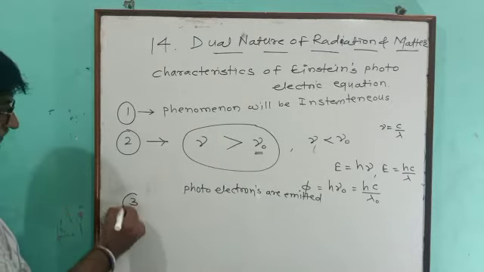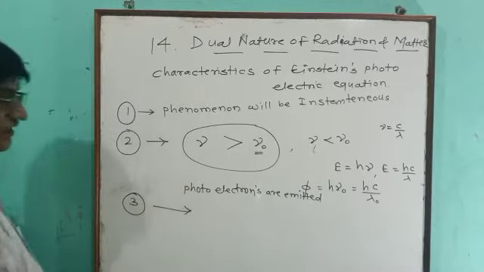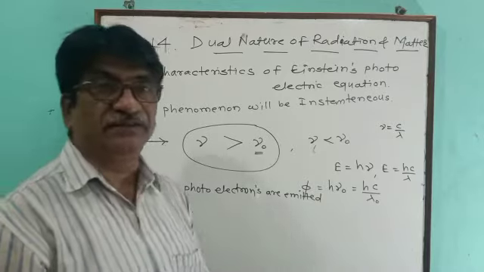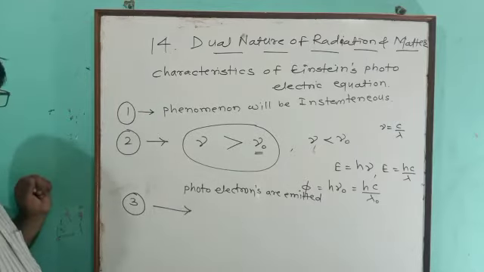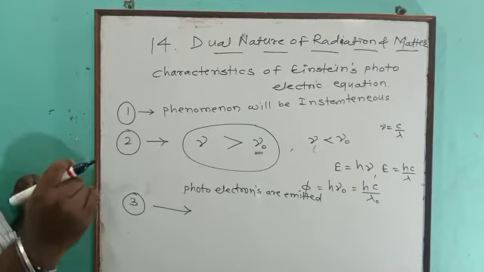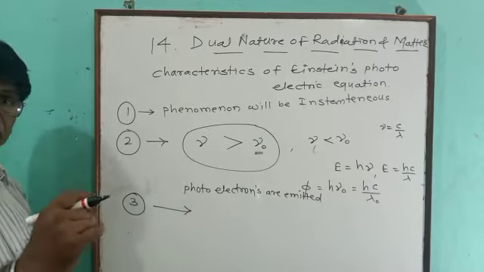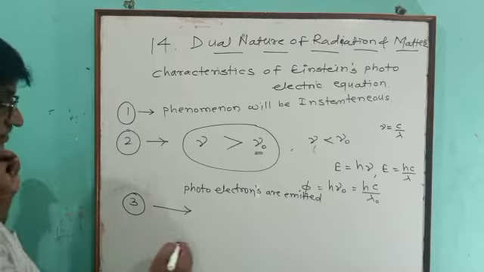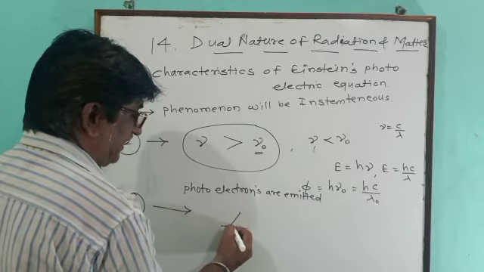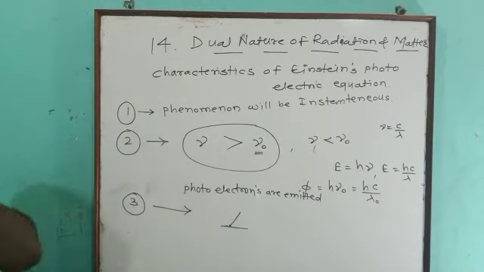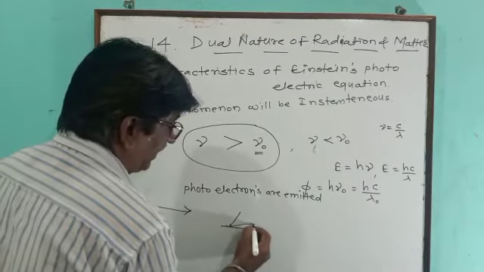The third observation. In this third observation, we can see that intensity means the light radiated consists of photons incident on the metal surface. In this metal surface, atoms are present, and light is radiated. What happens? Photons and electrons collide with each other. Due to this collision of photon and electron, photoelectrons are emitted.